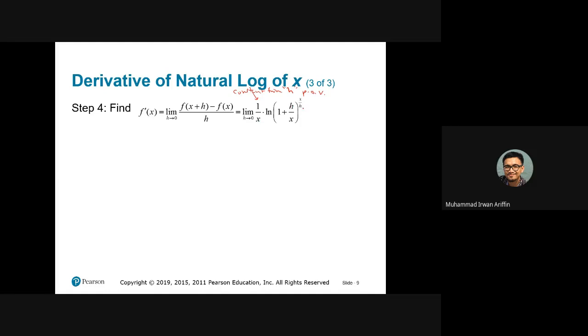Now there is an h here and there is an h here. So that's how we bring this to the front. Now, let's try to simplify this. So how do we simplify this?